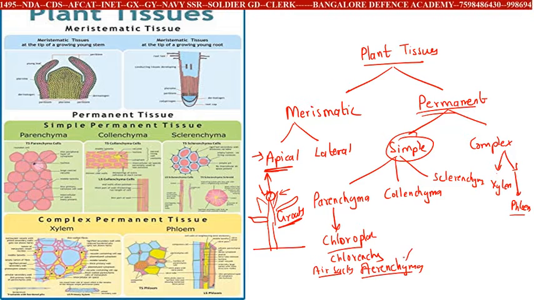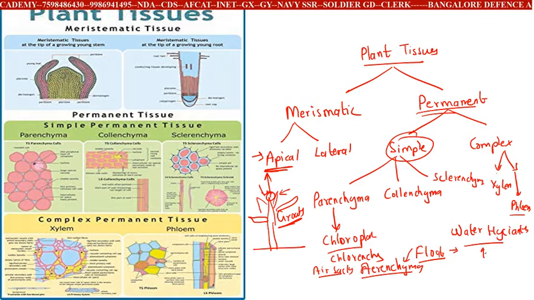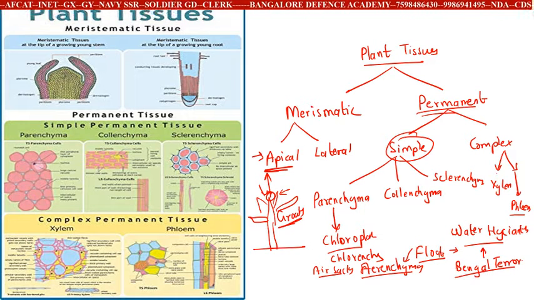And this kind of aerenchyma will help the plant to float on water. You can just give an example of water hyacinth. This water hyacinth is sometimes referred to as Bengal terror. Now, why is this called Bengal terror? Because once upon a time, this water hyacinth covered the complete water body and destroyed the ecosystem. So this is what it is all about.